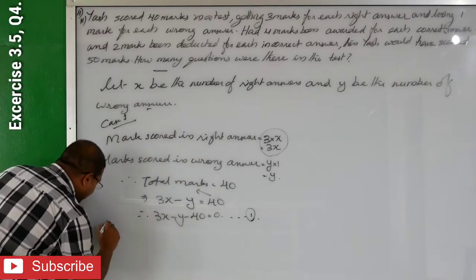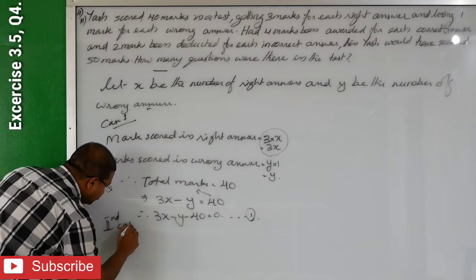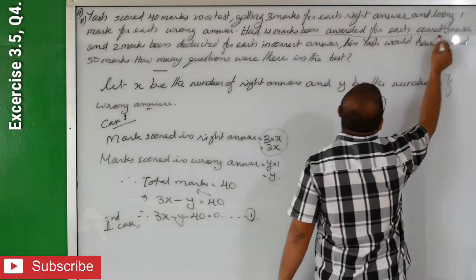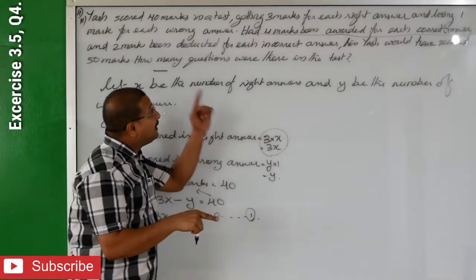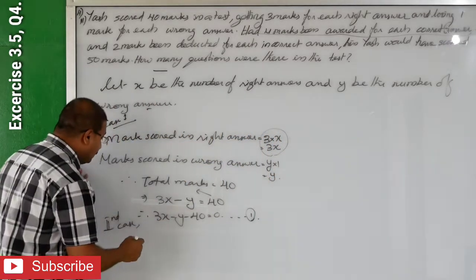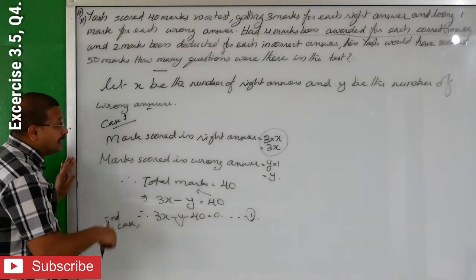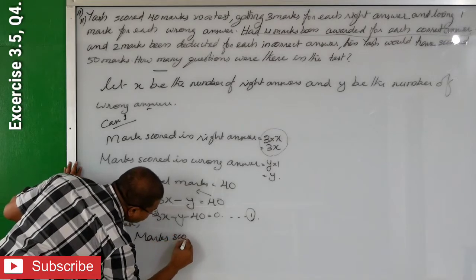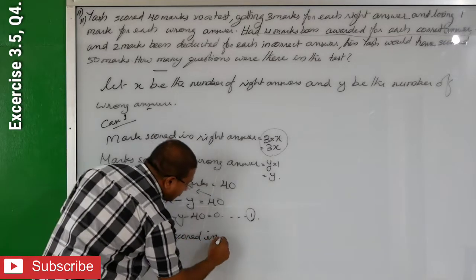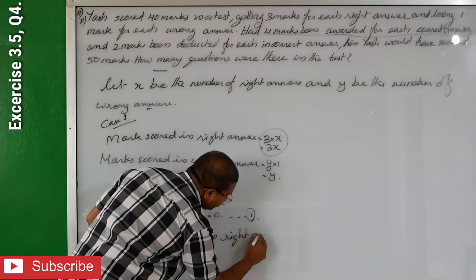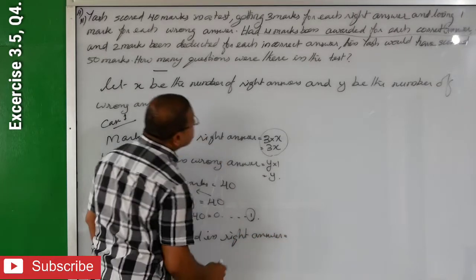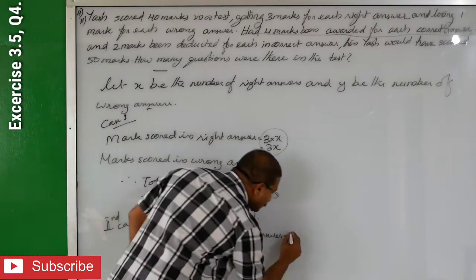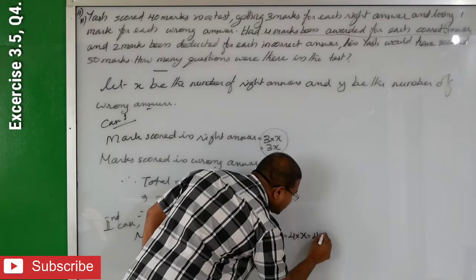Now what will you do? See the second case. Second case is, had 4 marks been awarded for each correct answer, each correct answer will be awarded 4 marks. That means what will happen? Second case, marks scored in right answer or correct answer equals, each correct answer is getting 4. That means 4 into x, 4 into x, that is 4x.